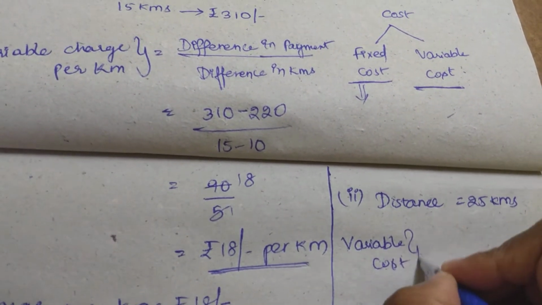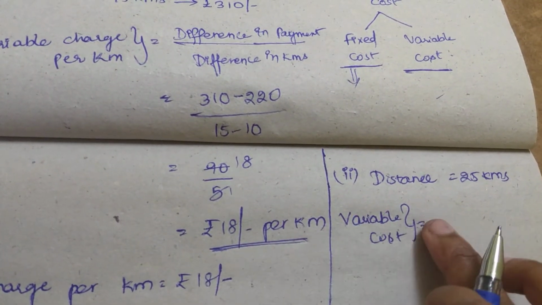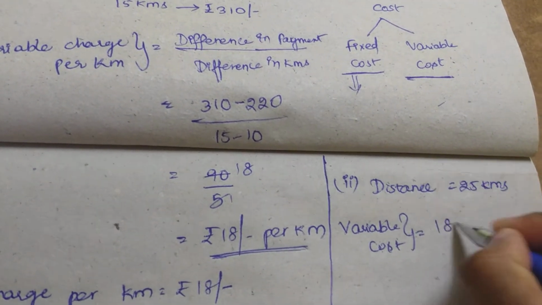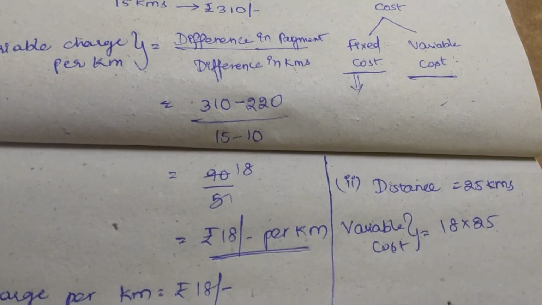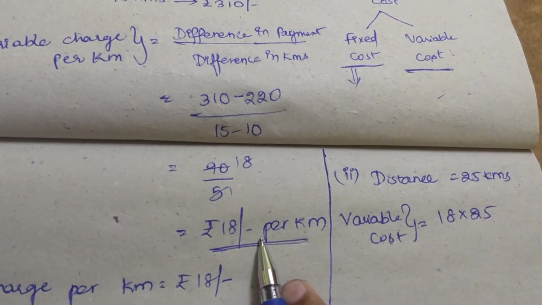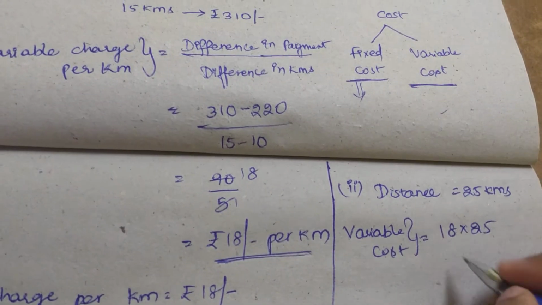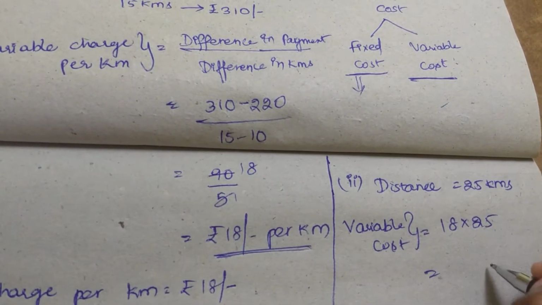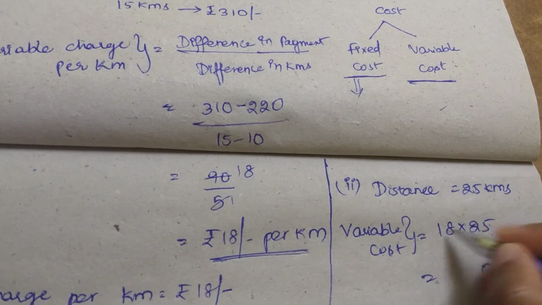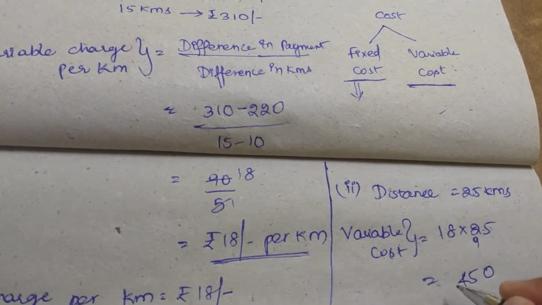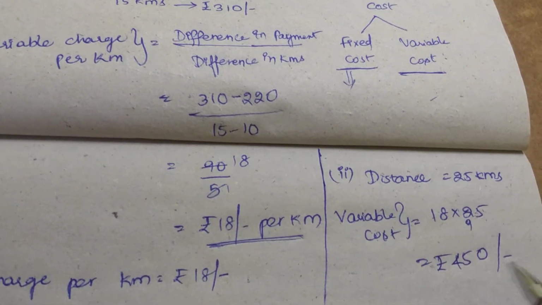Variable cost, how much is it? 18 rupees per kilometer, right? So 18 into 25. For 1 kilometer it is 18 rupees. For 25 kilometers how much does it become? 18 into 25. 18 into 5 is 90. 18 into 2 is 36. 9, 45. So variable cost will be 450 rupees.